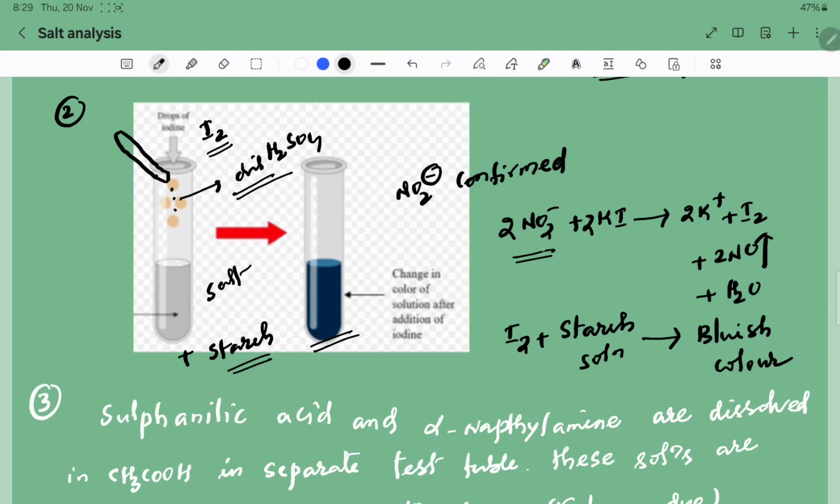The reason is that the nitrite ion reacts with I minus and liberates iodine. Now this liberated iodine is treated with the starch solution, student, and it will form a bluish color. A starch-iodine complex formation takes place. That complex color will be the blue color. And NO, nitric oxide, is released.